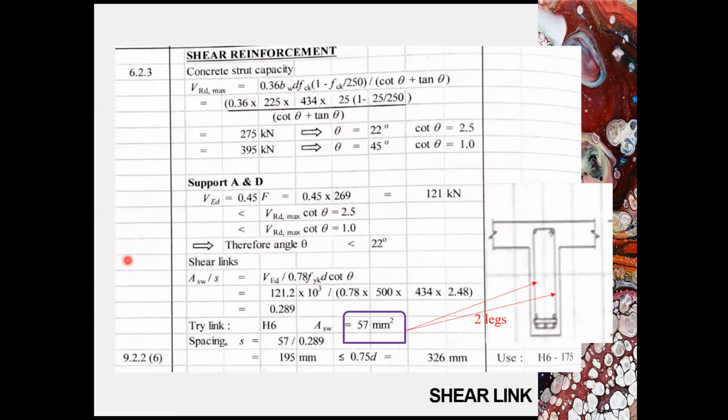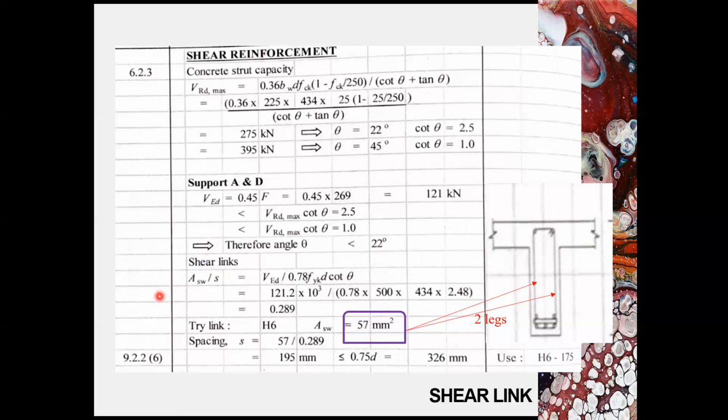We will have the Asw available. For one number of H6, we have 28.3 mm squared, the cross-sectional area. In a section, we will provide two links or two legs of links. Therefore, for two numbers of H6, the cross-sectional area Asw will be 57 mm squared. From this Asw over s relation, by putting the Asw as 57 mm squared, we can obtain the spacing s.